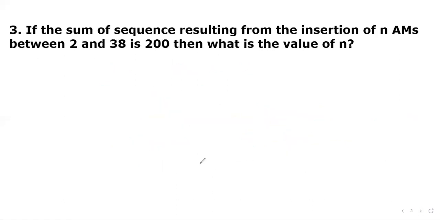Now let's consider the next question. If the sum of a sequence resulting from the insertion of n arithmetic means between 2 and 38 is 200, then what is the value of n? So let's consider its solution. 2, then a1, a2, a3, dot dot dot, an, then 38. So the total terms will be n plus 2. We write 38 as Tn.